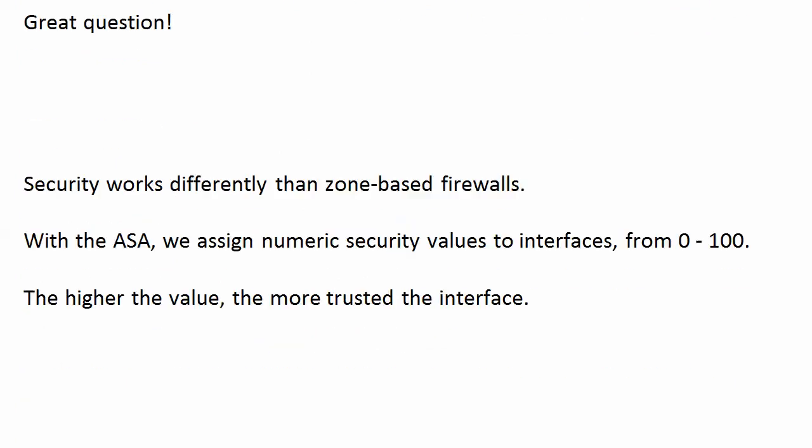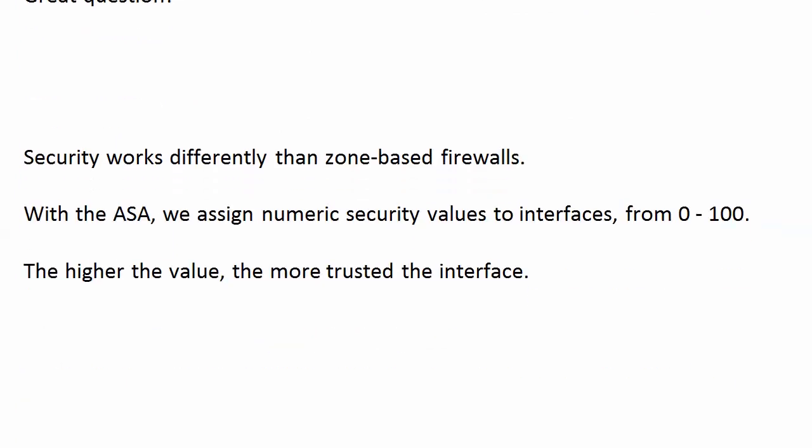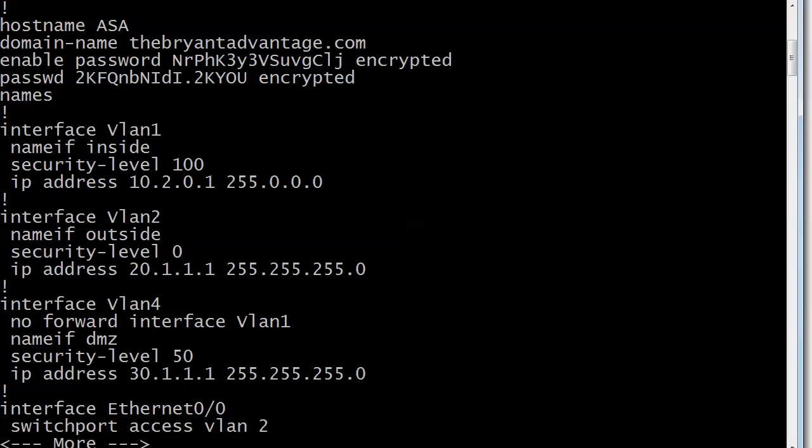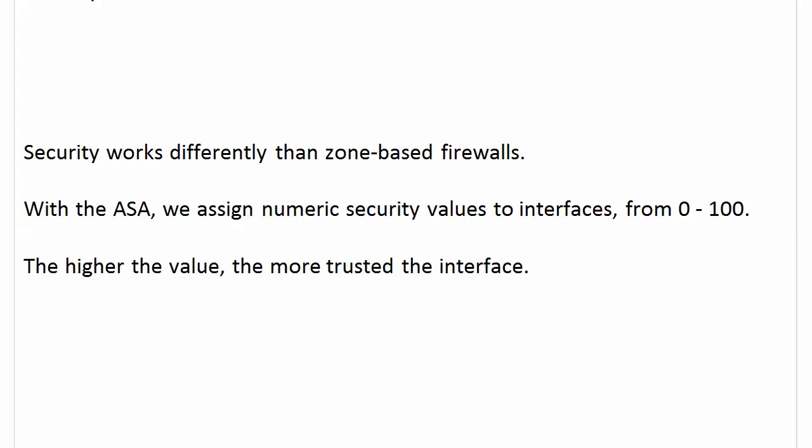A great question, actually. The security here with the ASA works differently than zone-based firewalls, because there we had our zones and we put devices in them, interfaces in them, that was it. Well, with the ASA, we assign numeric security values to interfaces. And remember we saw those just a minute ago? We saw that this interface, VLAN 1, has a security level of 100. This VLAN 2 has a security level of 0. And this VLAN 4 has a security level of 50. Well, the higher the value, the more trusted the interface.